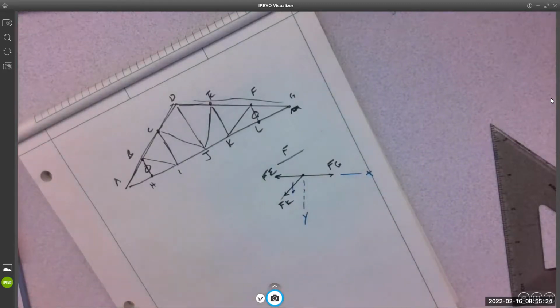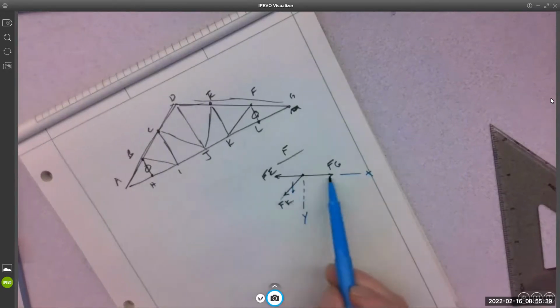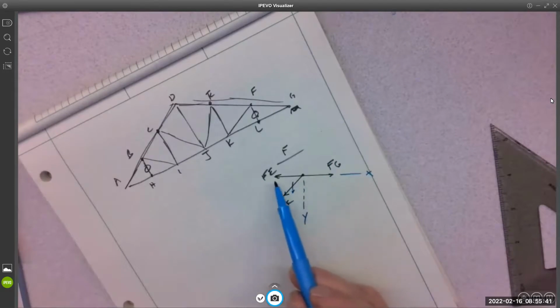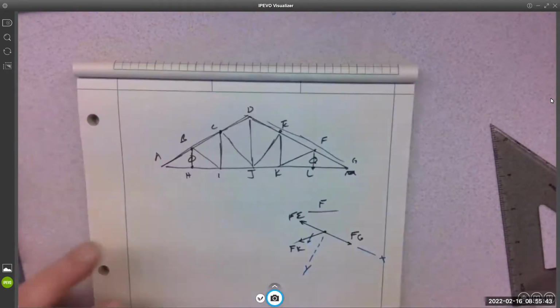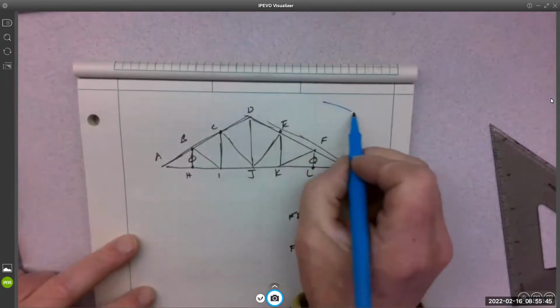And if there's only one in a direction, it's got to be equal to 0. And if a component is equal to 0, then the force itself is equal to 0. It's crazy, but it's true. The key is these have to be in line. That's why you see trusses that are made like this.